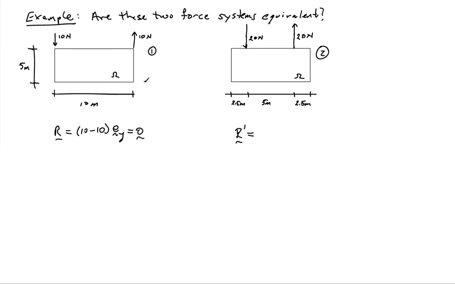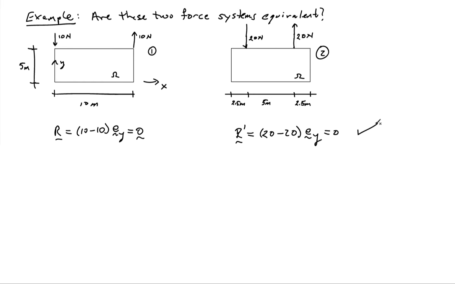Let's go ahead and put our coordinates in here, x and y, the usual ones. And in the prime system, I have 20 minus 20 e_y, the unit vector in the y direction, so that's equal to 0, and so that checks out. R equals R prime, which is what we need.